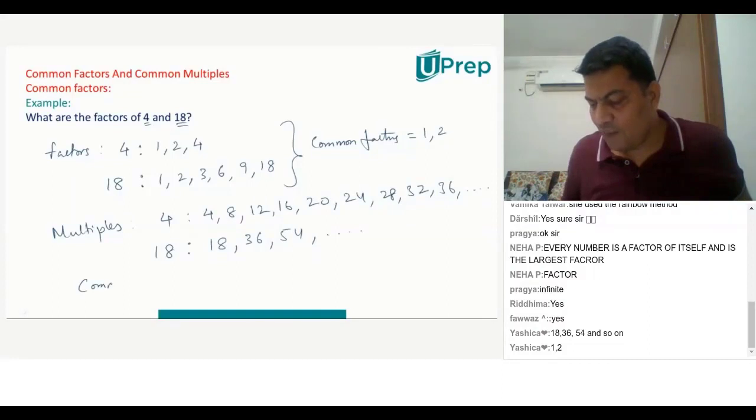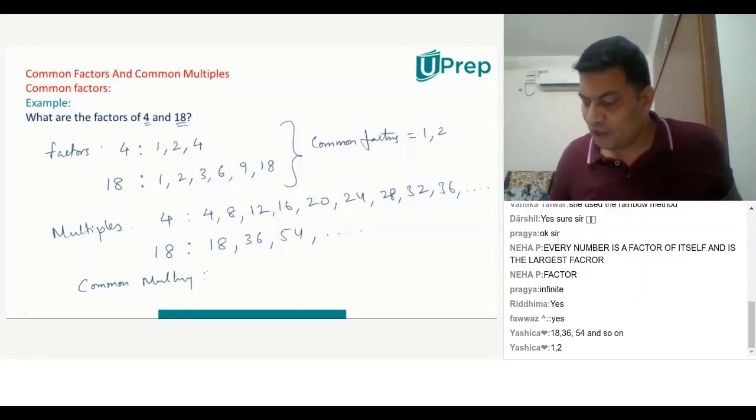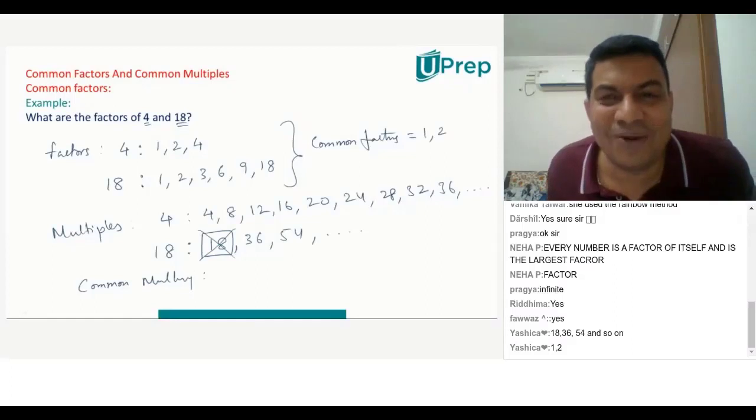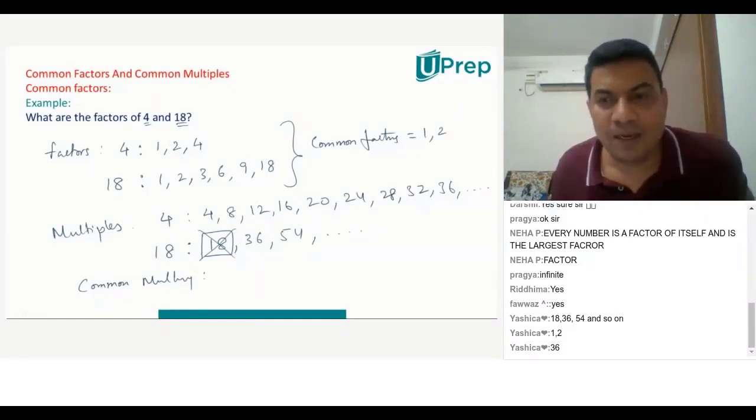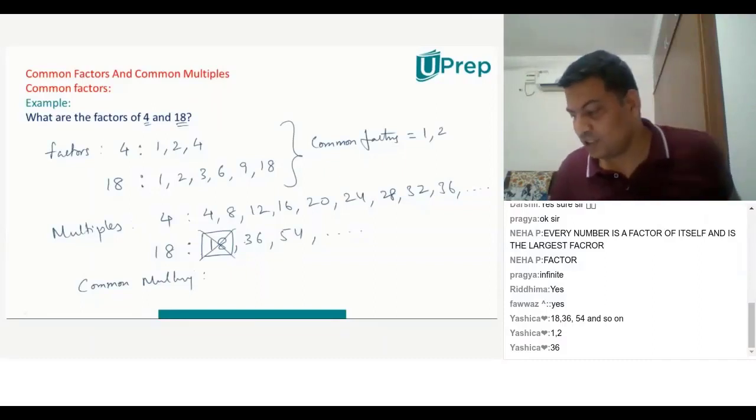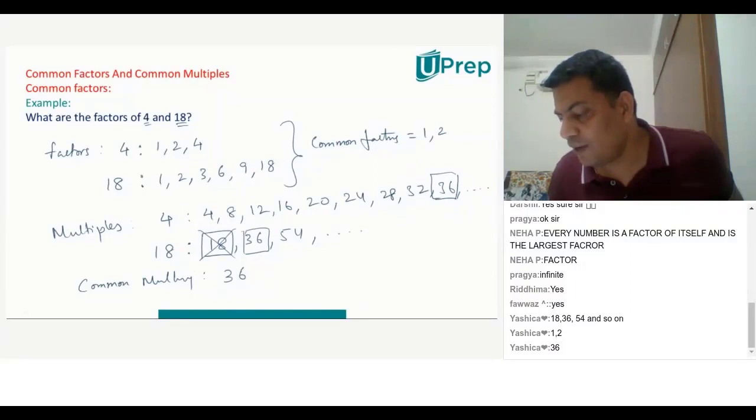Let's look at what are common multiples. Now, what are common multiples of 4 and 18? One of the common multiples could be 18, correct? Because is 18 there? No, 18 is not common. Very good. So what is the next common multiple? 36. Is 36 a multiple here? Yes. So 36 here and 36 here is common. So 36 is one common multiple.